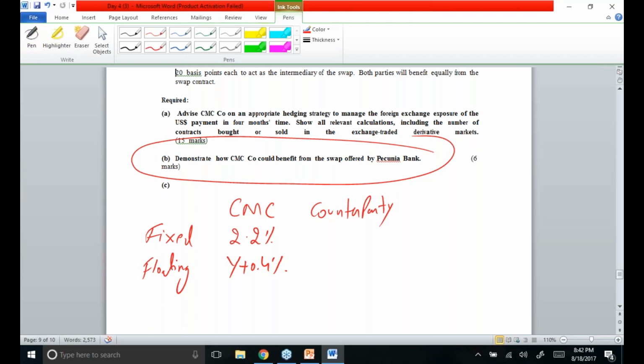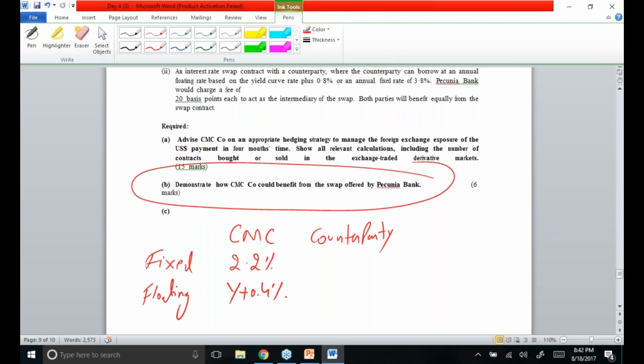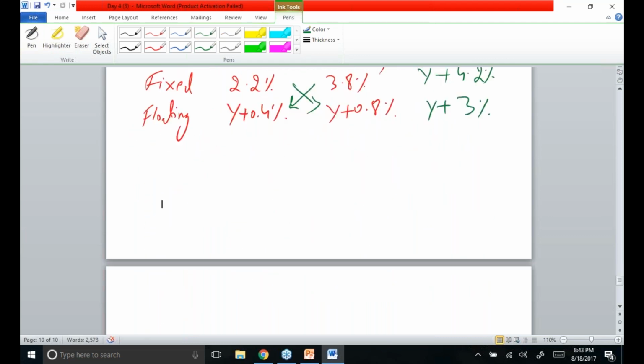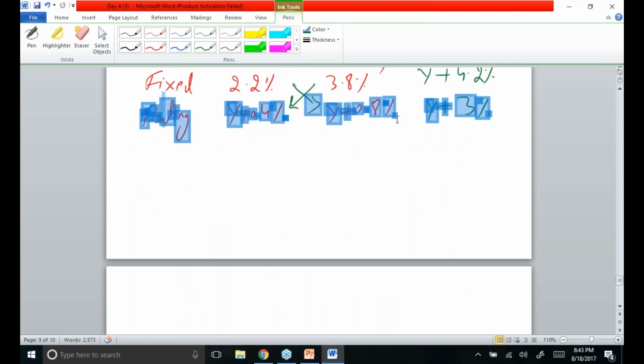Okay, the counterparty can borrow at 3.8% and yield plus 0.8%. Okay, make the two arrangements. The first one will be yield plus 3% and the second one is yield plus 4.2%. Obviously, the cheaper one is this.